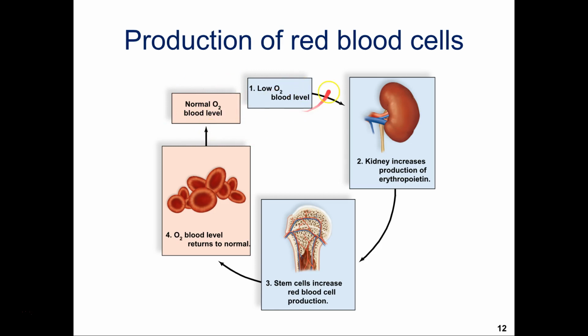All right. So again, you have low oxygen, you create this erythropoietin in your kidneys. That causes your stem cells to increase red blood cell production, and then hopefully your oxygen levels can go back to normal. Now, obviously, this isn't always the problem. Sometimes you don't have enough oxygen for reasons other than you don't have enough blood, but this is the pathway that shows what happens if your oxygen levels are too low.